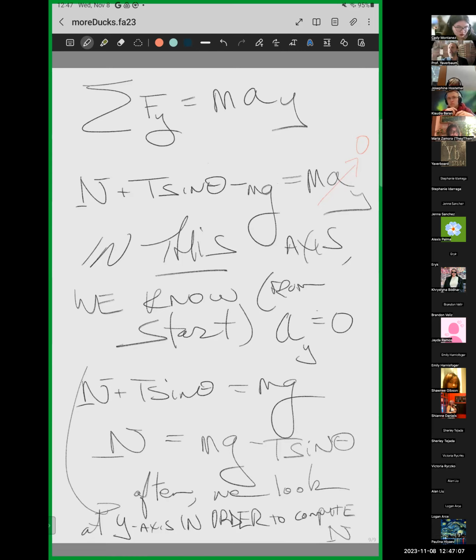What specific knowledge I just got from the y-axis was the magnitude of the normal force, or at least how it's related to other things. If there's a normal force involved in the problem at all, that's generally what you're trying to find out from looking at the y-axis: what is the magnitude of the normal force expressed in terms of knowns. The reason that we do that is because now I'm going to turn to the x-axis.